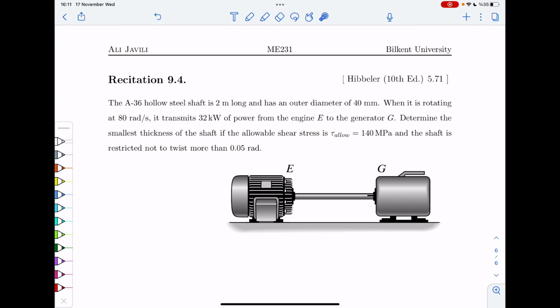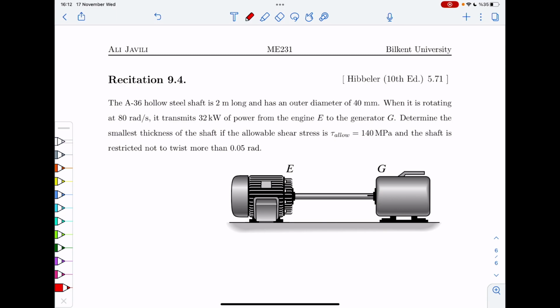So you have a hollow steel shaft with a length of 2 meters and the outer diameter of 40 millimeters. When it is rotating at 80 radian per second and it transmits 32 kilowatt of power from E to G, we want to determine the smallest thickness of the shaft such that we do not exceed the allowable shear stress of 140 megapascal. But also we have a second requirement.